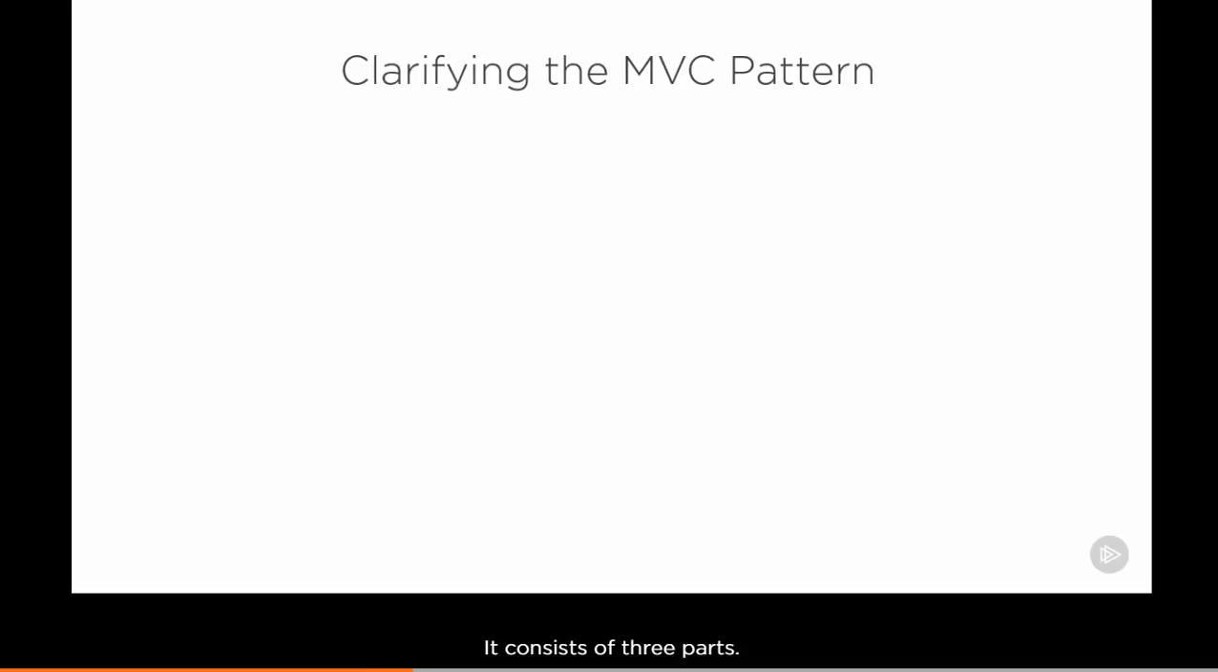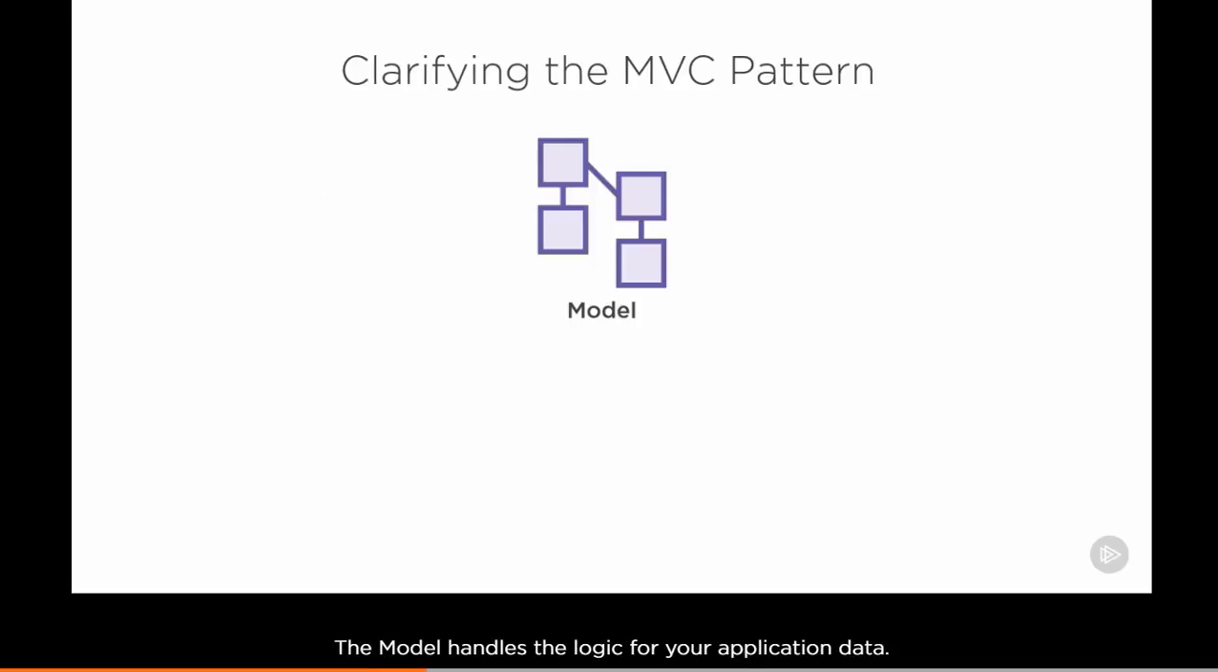It consists of three parts. The model handles the logic for your application data. A model in this sense can contain code to retrieve or store data at that level. In some implementations, often when the MVC pattern is only used at the top level of your architecture, the model doesn't contain any logic at all. It's another component of your application that handles this. For example, the business layer. In other implementations, a view model, which does contain code to retrieve or store data, is in fact used as the model.